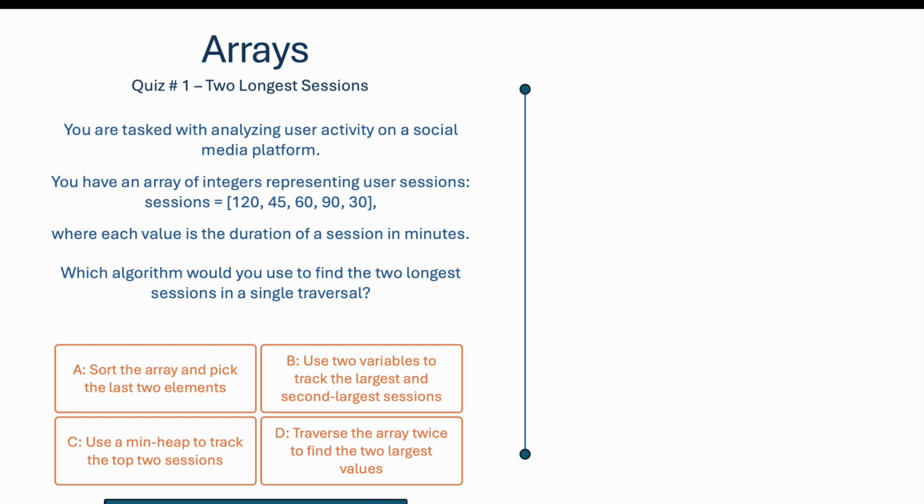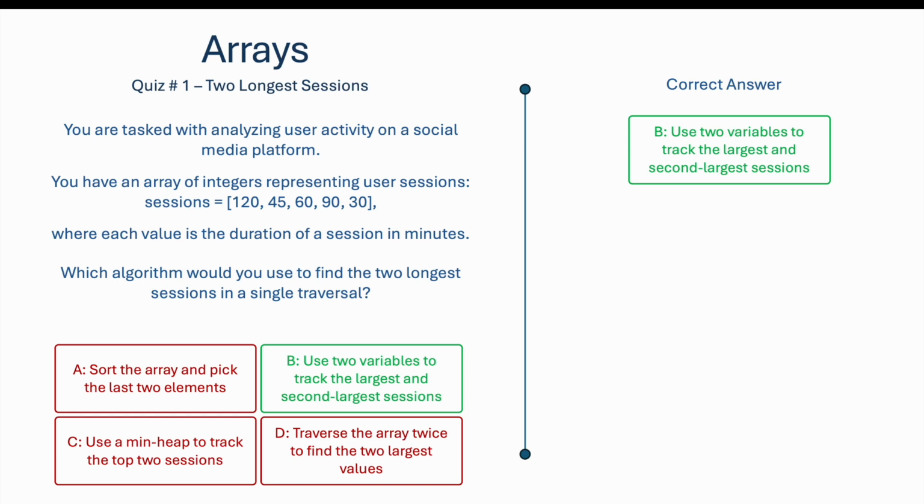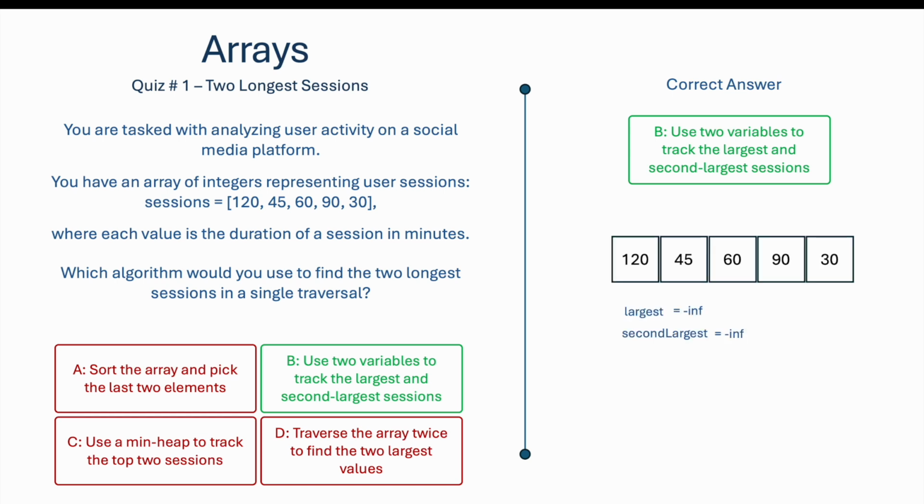Well, the correct answer is B. Use 2 variables to track the largest and second largest session. Let's see how. Here is the given array: 120, 45, 60, 90 and 30. So we have 2 variables initialized to minus infinity. As we traverse the array, we update those variables if the values are greater. So this approach takes O(n) time and O(1) space complexity. That is why this is the most efficient solution.